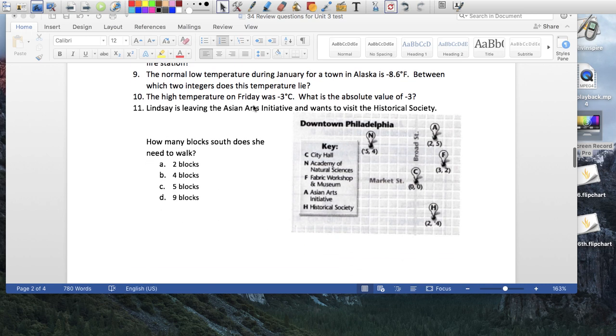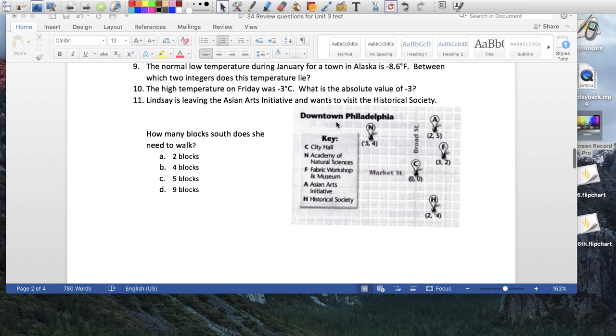Okay, number 11. We sort of discussed this in class, but just to make it more clear, I think the picture is better over here. So Lindsay is here at A, which is the Asian Arts Initiative at 2 and 5, so she's here right now, and she wants to walk to the Historic Society, which is down here. So she wants to go from A at 5 to B at -4. Hopefully here's your origin, and here's your x-axis. So you know that point A is in quadrant 1, point B is in quadrant 4. So definitely these two are in different quadrants.